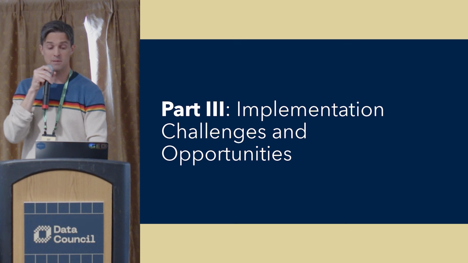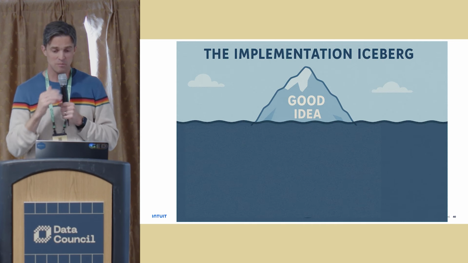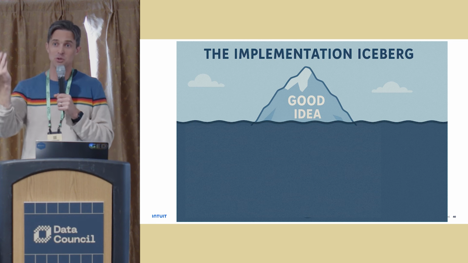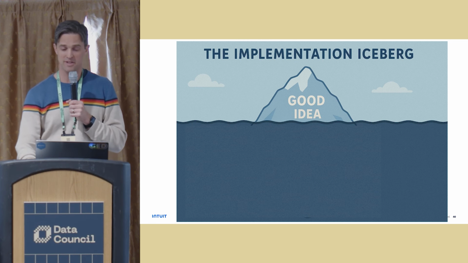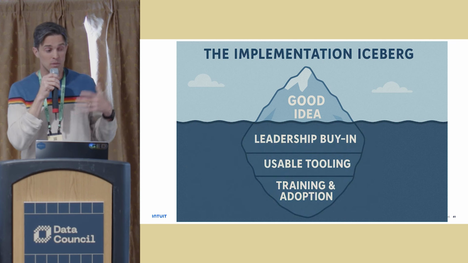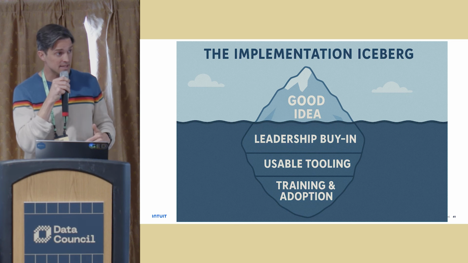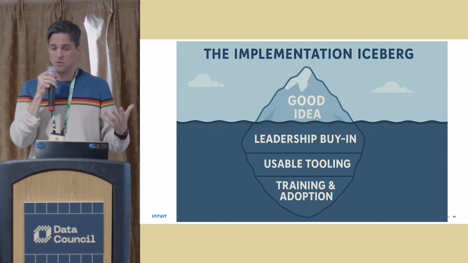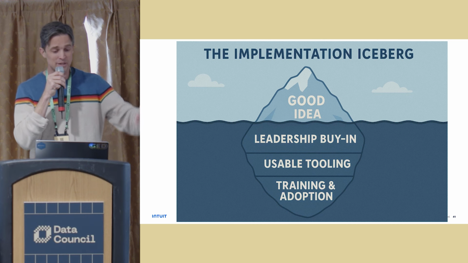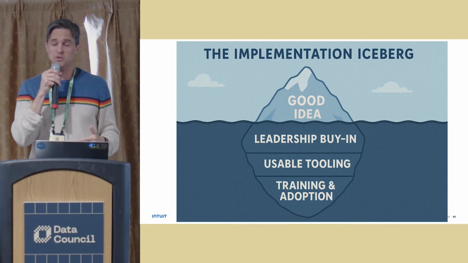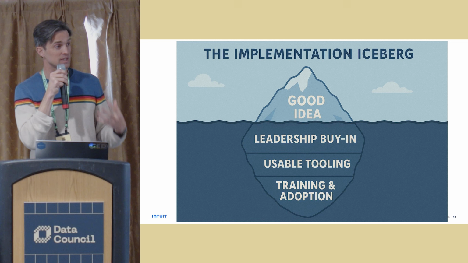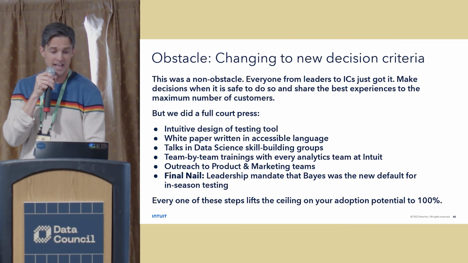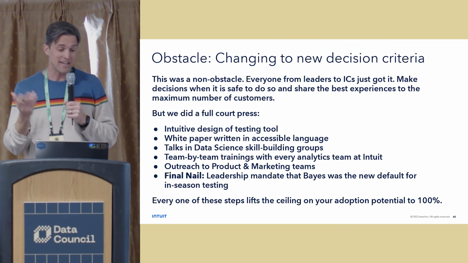Okay, part 3, implementation, challenges and opportunities. I call this the implementation iceberg. So you have this good idea that's floating above the water that everyone can see, but most of the work is lurking underneath. As Russ and I well know, this is 75% of the work. You need to establish leadership buy-in. You need to build out usable tooling. You need a training and adoption plan. And so we're going to talk about that.